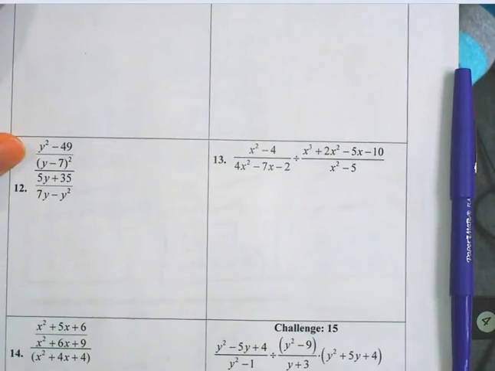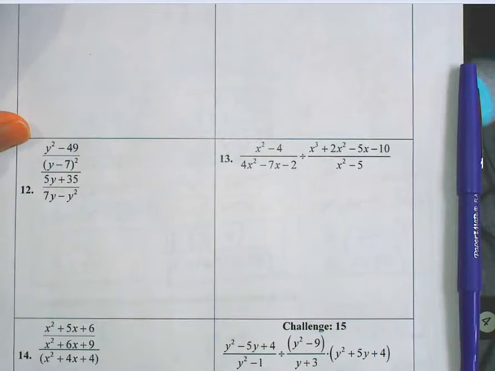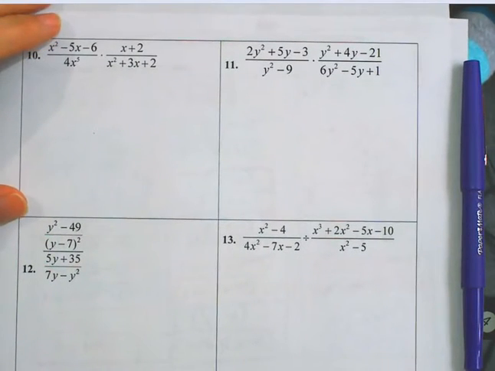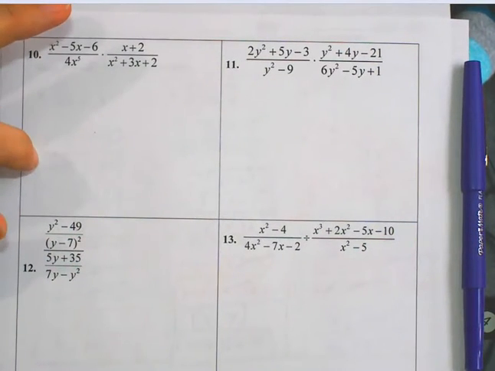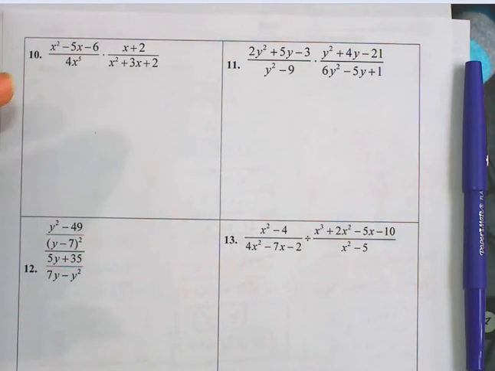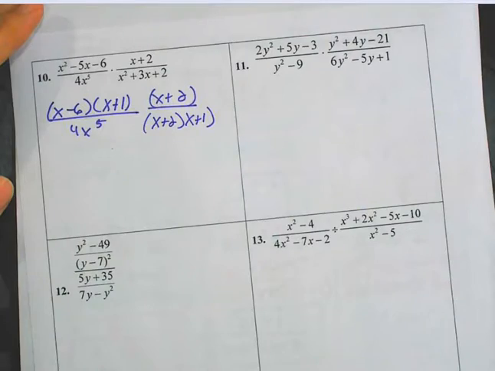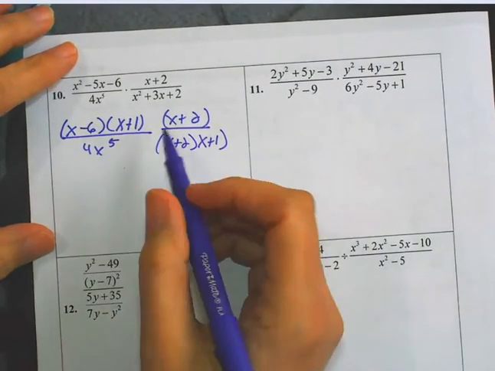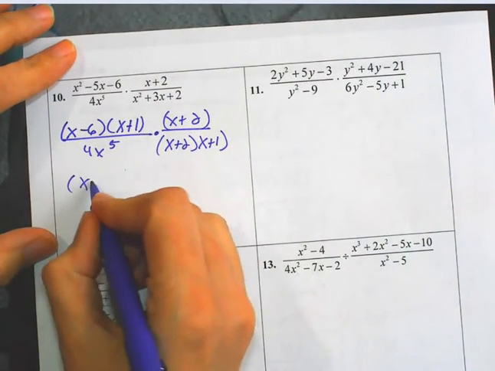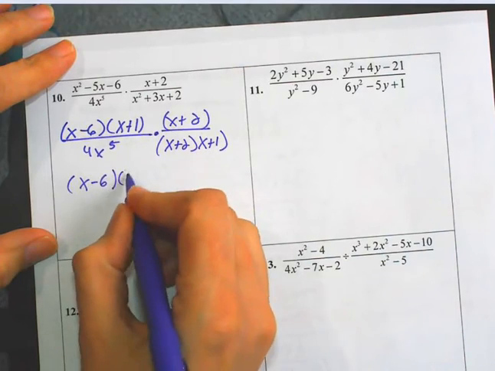Okay, number 10. All right, so the first thing you want to do is factor. We're going to factor the top and the bottom. We're going to rewrite, perform the operation, and simplify if possible, which is just crossing out. Okay, so I want you to take a minute, go ahead and pause the video to factor each of these. Okay, once you've factored, because this is multiplication, I'm going to multiply straight across. I'm not going to multiply anything back together.